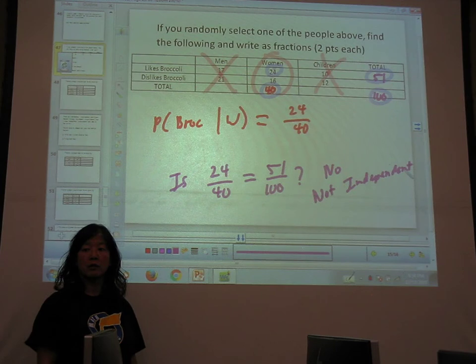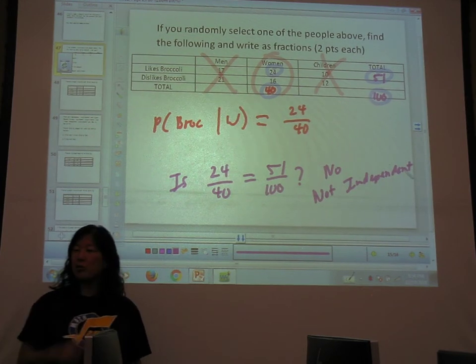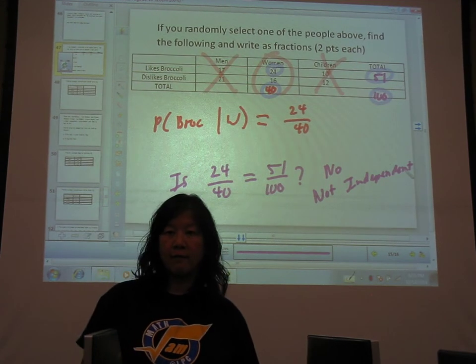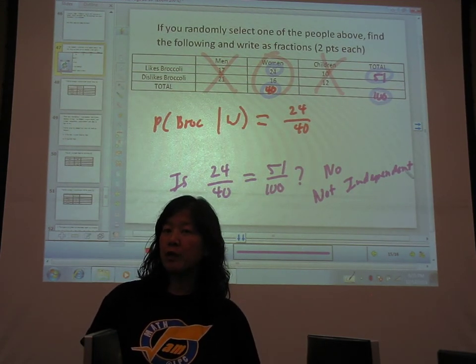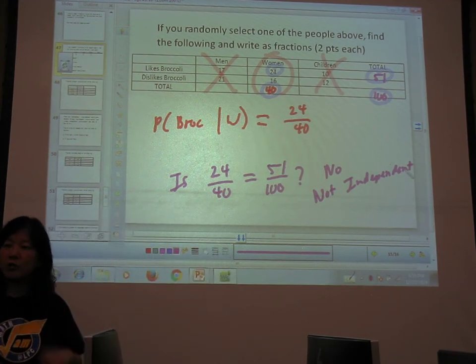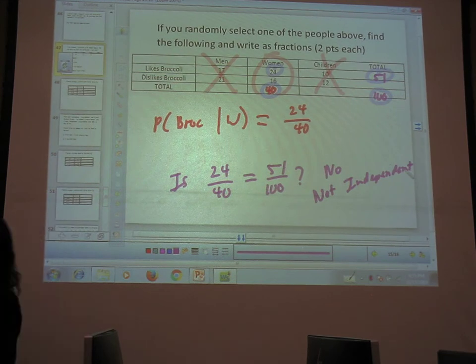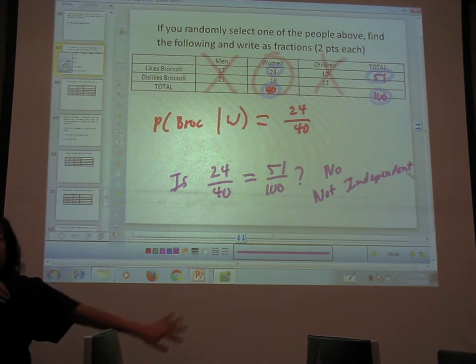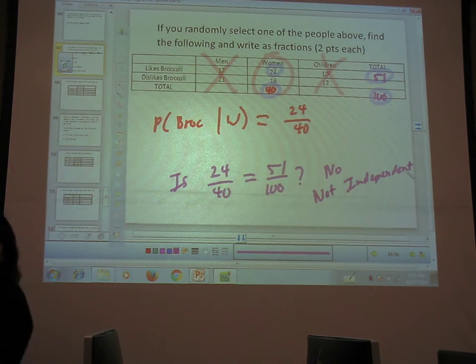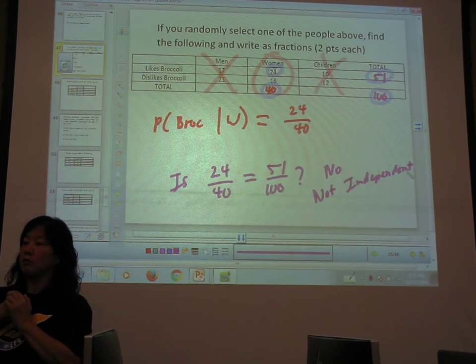Are they mutually exclusive? Do you guys remember mutually exclusive? That's no, because you don't have to be a girl and like broccoli. Can you be a girl and like broccoli? Yes, of course. Mutually exclusive means I'm excluding you, you're excluding me, we're both deciding to exclude each other. We have nothing in common. Can you be a girl and like broccoli at the same time? Yes. So then you're not mutually exclusive. You can be both.